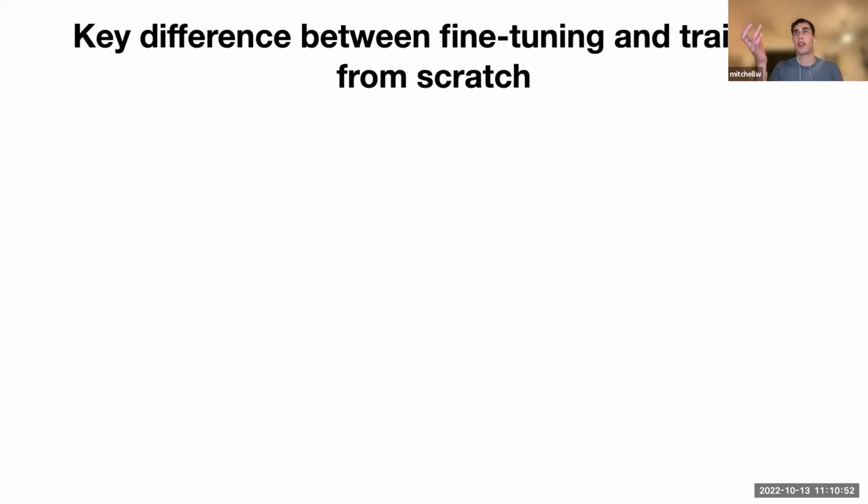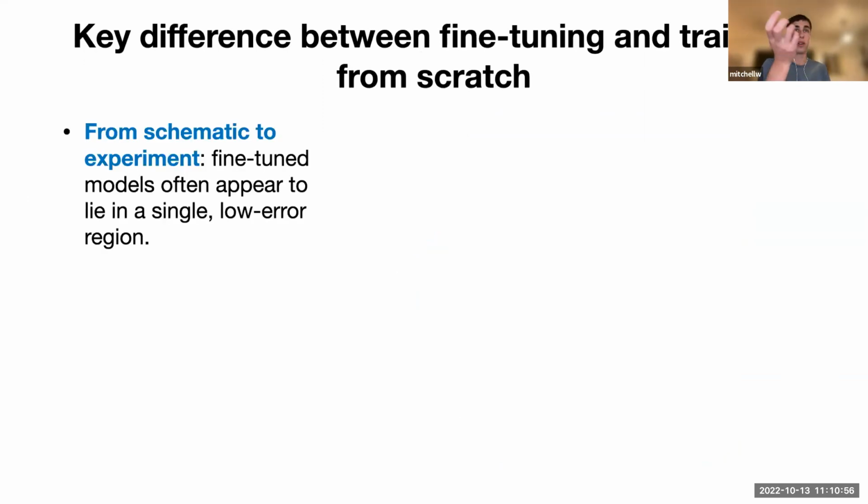So this is the key difference between fine-tuning and training from scratch: fine-tuned models appear to lie in a single low error region. But what I just showed you was a cartoon. It's not real data. So we now want to design an experiment which goes from this schematic to real world data. The experiment we're going to run to try to convince you is to start out here.